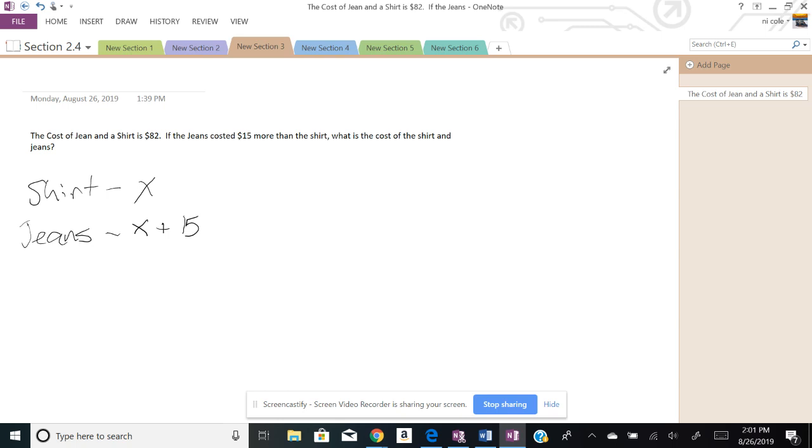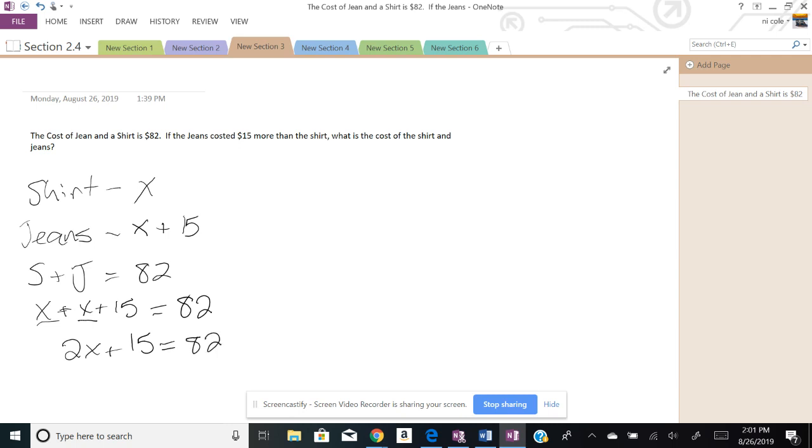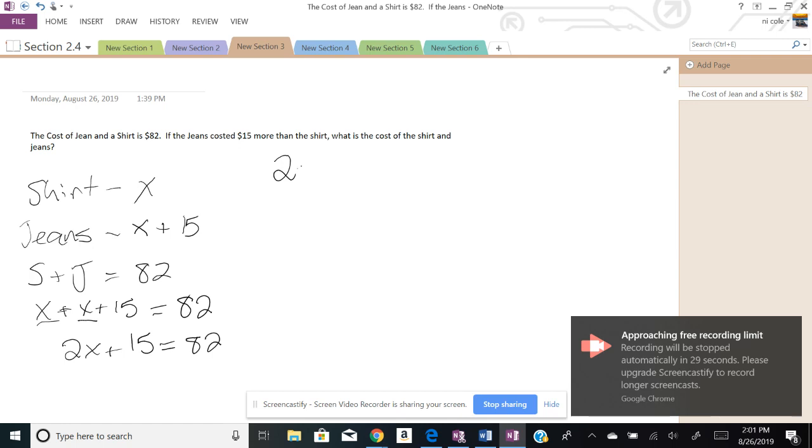Okay, but now I need to find each one individually. So I know the cost of the jeans and the t-shirt, so the shirt plus the jeans equals $82. So how much was my shirt? I don't know, it was X. How much were my jeans? X plus 15. And that's going to sum up to be $82. Combine my like terms, so X plus X gives me 2X plus 15 equals 82.